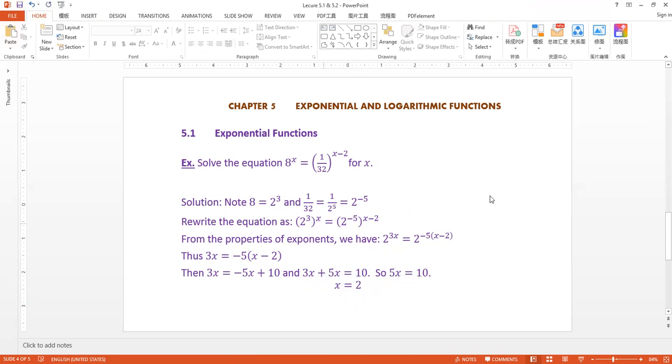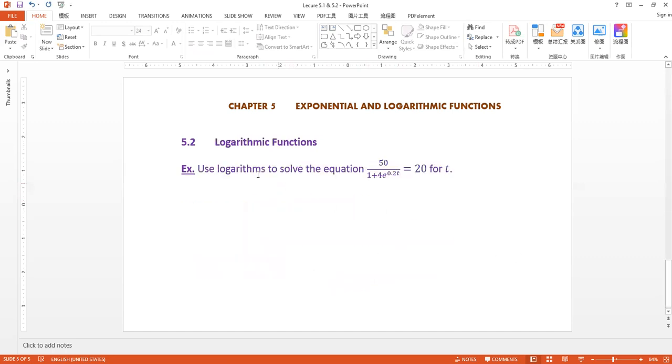All right. So that's one example in section 5.1. So let's do another example in 5.2. 5.2 is about logarithmic functions. So this time we're going to solve an equation for t given this equation in here. We're going to use a different approach to solve this equation.